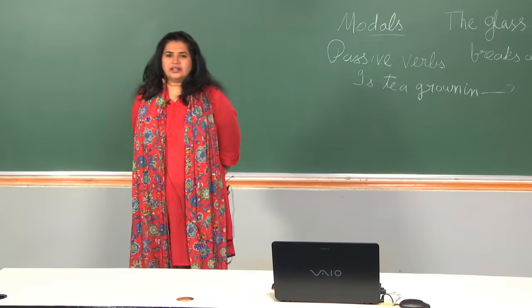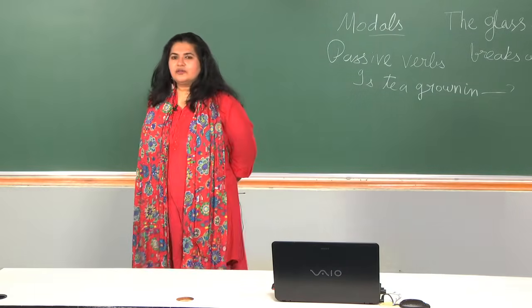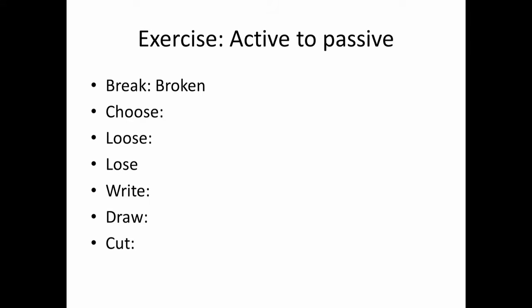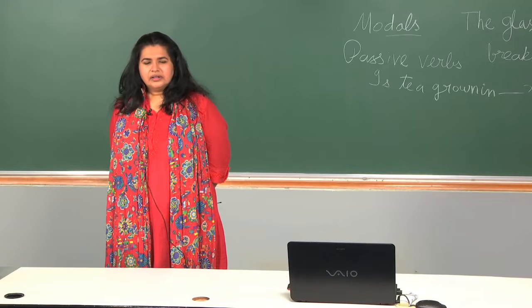Now, here is a list of verbs. The first one is done for you. Please look at the slide, and you are supposed to change active to passive. Please take down these words and verbs and complete the exercise. So, the first one has been done for you: break, and the passive form is broken. Then you have choose, lose, lose. You see two different words and two very different meanings, although pronunciation may be similar. Write, draw, cut. How do you change these words into passive? We will come back to it.